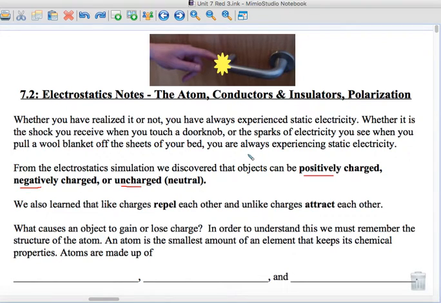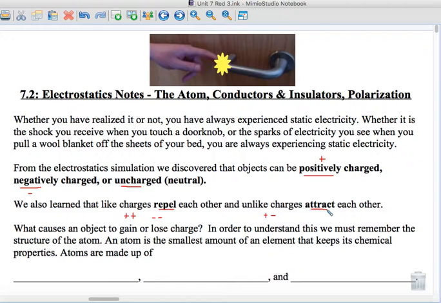We also learned, or will learn, that like charges repel each other, meaning two positives will repel each other, or two negatives will repel each other, but unlike charges attract each other, unlike being a positive and a negative. So like charges, positive and positive, or negative and negative, repel. That's a symbol for positive, a symbol for negative. But unlike charges, like positive and negative, will attract each other.